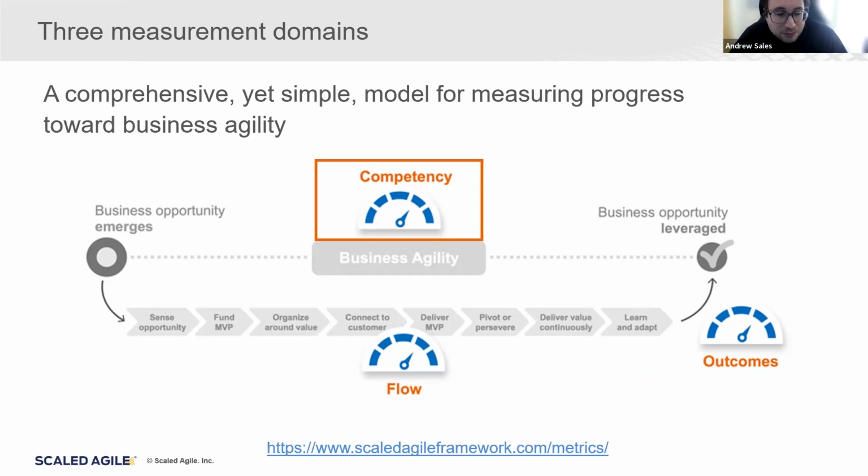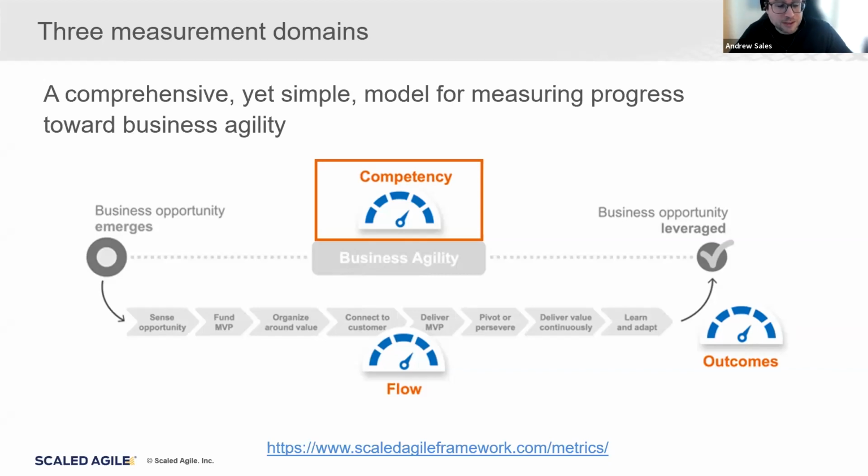And the third one is outcomes. Are we meeting the outcomes of our business stakeholders and customers? It's really the combination of these 3 measurement domains that gives us the overall picture. We can certainly improve flow without improving outcomes. We can invest heavily in new ways of working in terms of training our employees, but if we're not changing our processes to be more effective, that'll have limited impact.